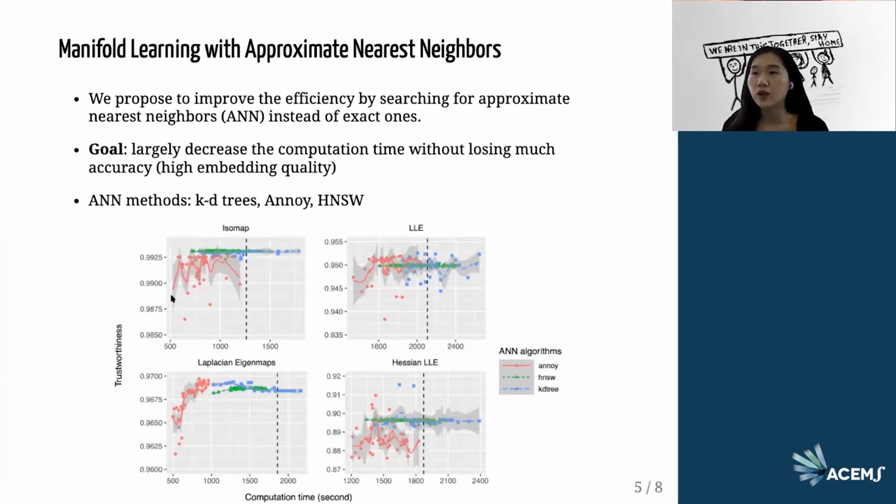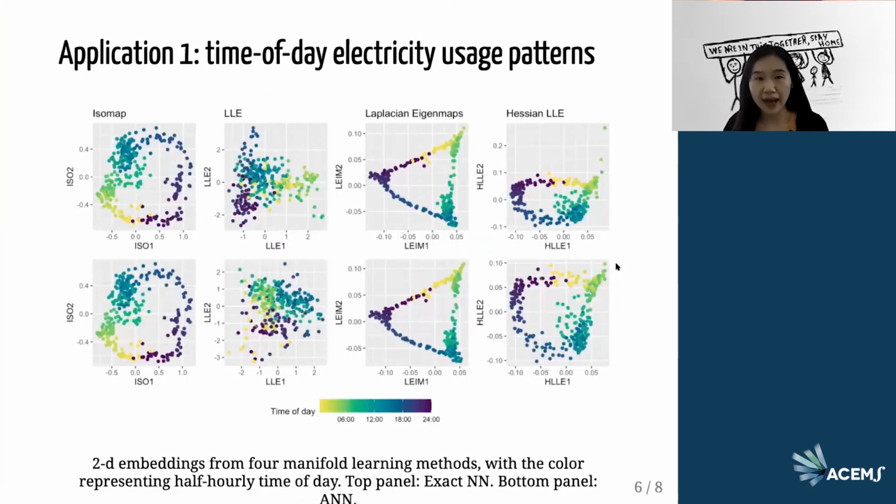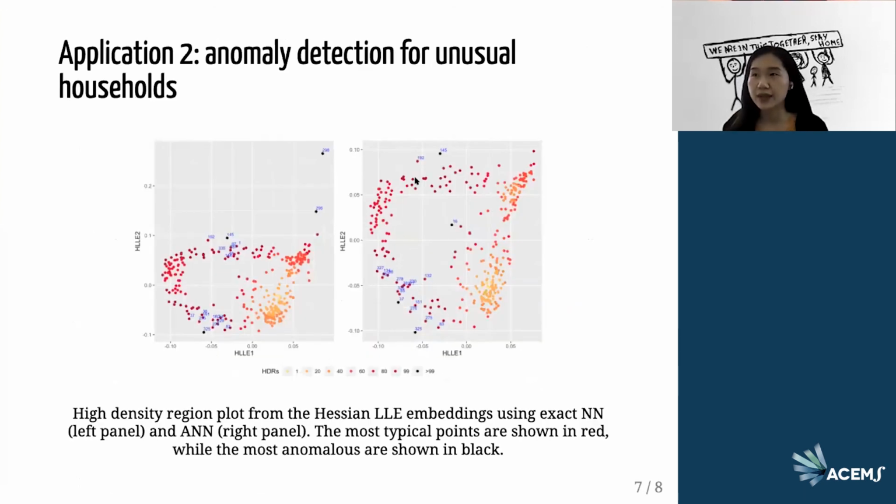We can see here Annoy in red is behaving the best, while KD trees in blue has the highest level of quality measure. So now we can apply this ANN combined with manifold learning to our data set. And in the bottom, you can see we have similar patterns achieved. If we look at the Hessian LLE, for example, we can highlight those anomalies here in black based on the density. And you can similarly apply this to millions of households and other high-dimensional data as well.